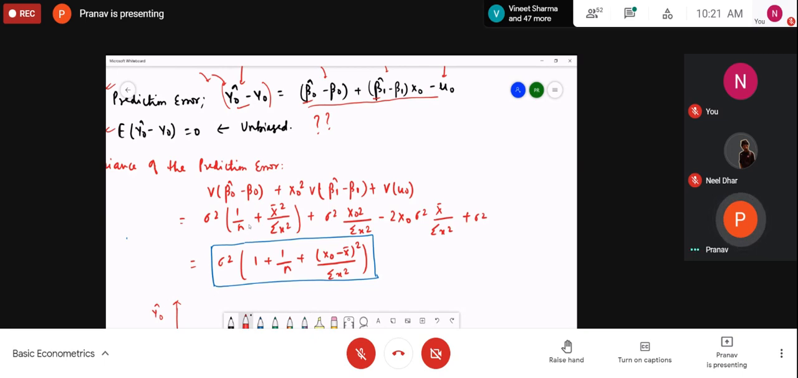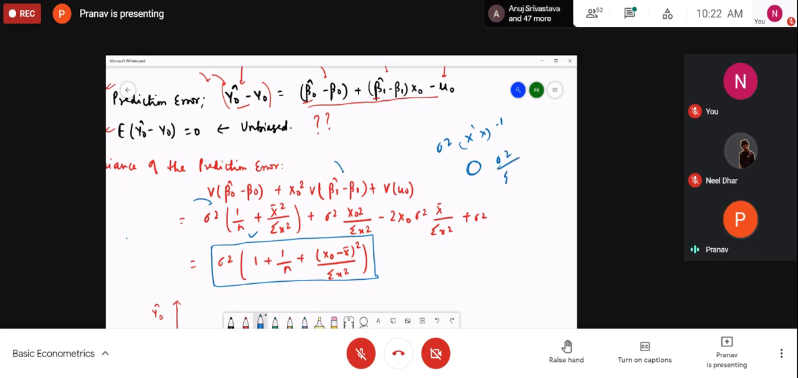And if you simply expand this sigma square X transpose X inverse, the first element on the principal diagonal will give you the variance of beta naught, that is your intercept term. So when you expand it, this is the variance term that you get. So sigma square X transpose X inverse will give you this term. Now the variance of beta 1, that is your slope coefficient.